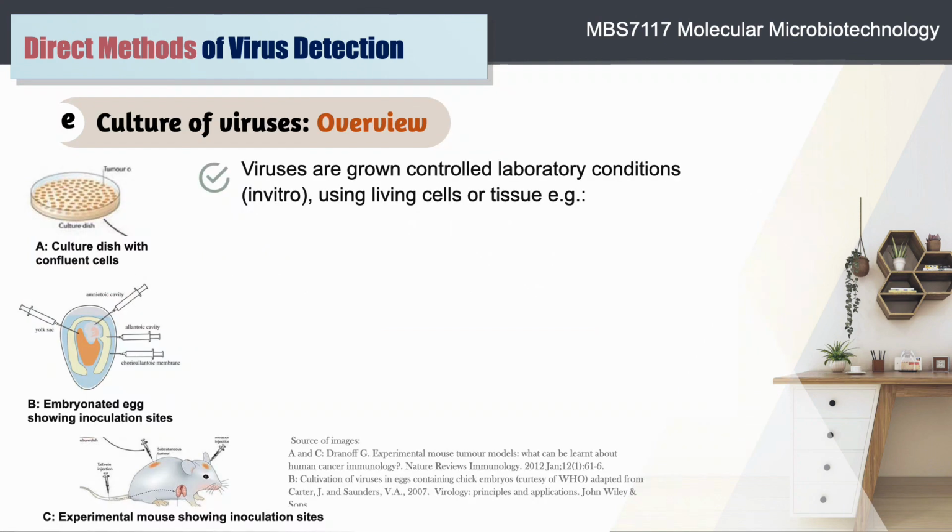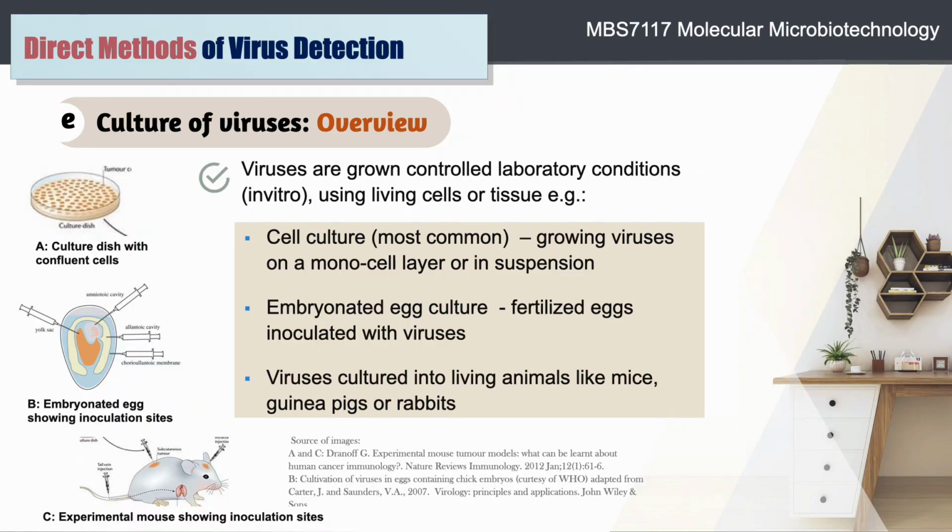Our fifth method is the culture of viruses. Viruses can be grown in laboratory conditions, which is also in vitro, using living cells, for example, cell culture. We can isolate viruses in a monolayer or in suspension, or we can use embryonated egg cultures, fertilized eggs inoculated with viruses, or we can passage the viruses into living animals. Mice are common, but we also can use guinea pigs or rabbits.